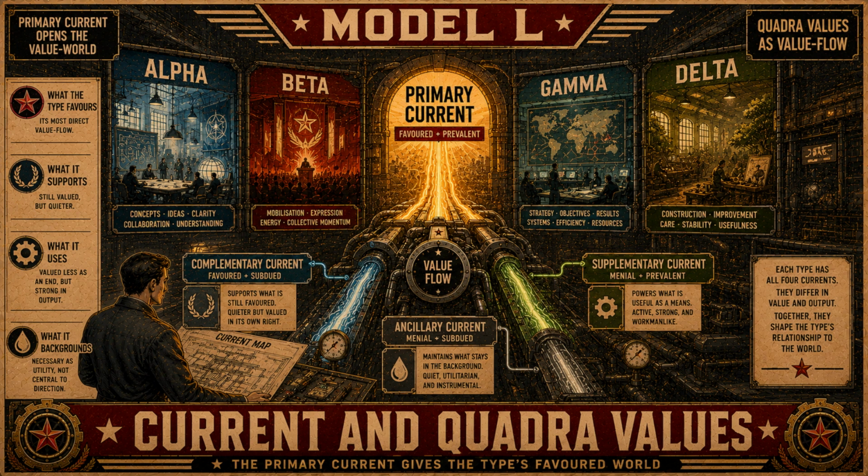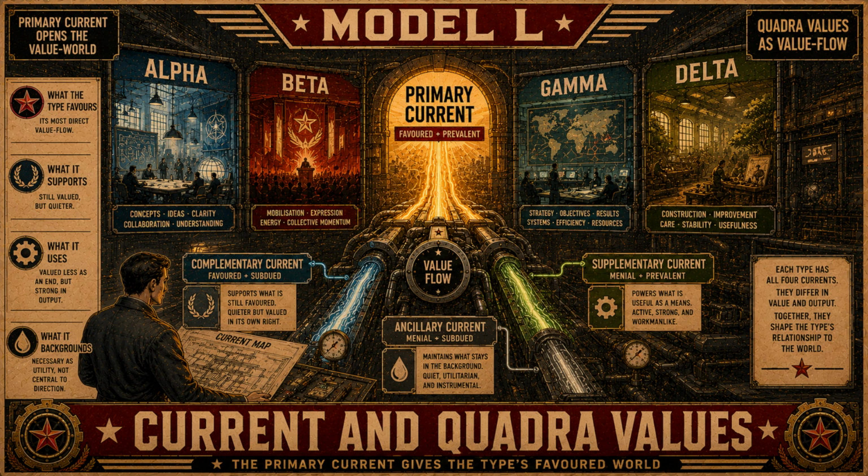So when we talk about a type's quadra, we are largely talking about the world opened up by its primary current. But Model L then asks us to go further, because the type does not only have primary functions, it also has complementary functions, still favoured but quieter. Supplementary functions, active and forceful but used more as means, and ancillary functions, backgrounded utilities useful when needed but not central to the type's value direction.